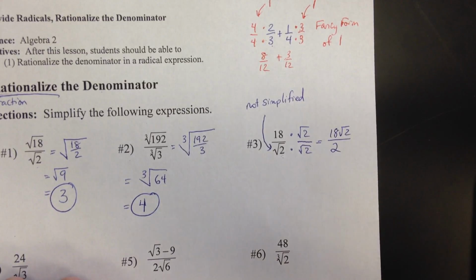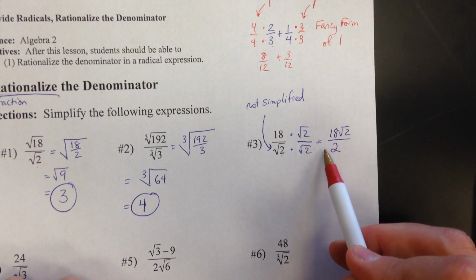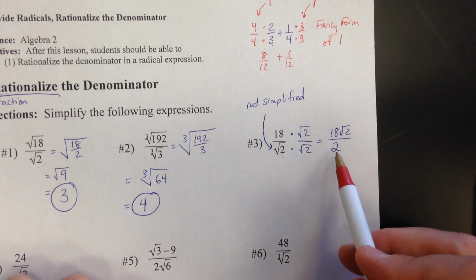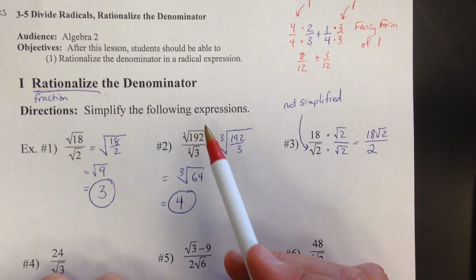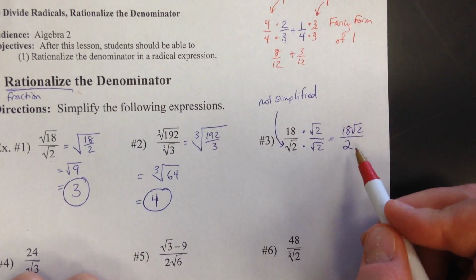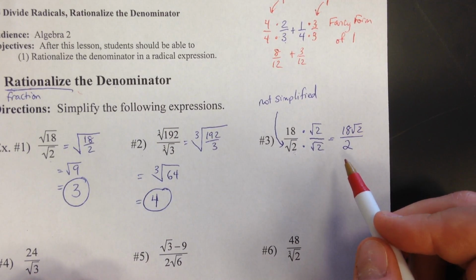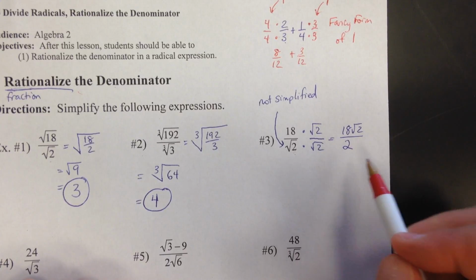Now, notice that the radical is no longer in the bottom of the fraction. So what we have done is we have rationalized the denominator. We've gotten rid of the radical. The last thing to ask yourself, though, is can you reduce the fractions?